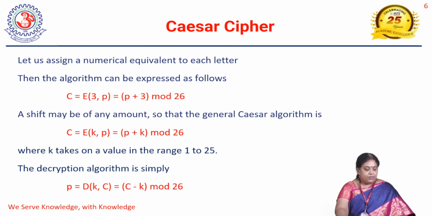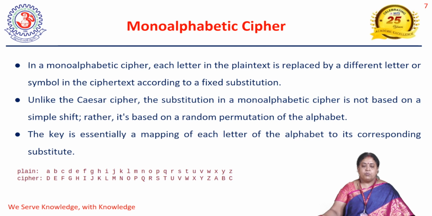Then we go for another technique called the mono alphabetic substitution technique, or mono alphabetic cipher. Here each letter in the plain text is replaced by a different letter or symbol in the ciphertext according to a fixed substitution. This you have to note. It is similar to the Caesar cipher, but in the Caesar cipher we use the same formula, P plus 3, that is, after leaving two letters, we substitute the third letter.